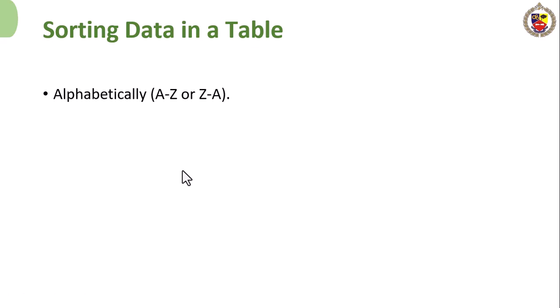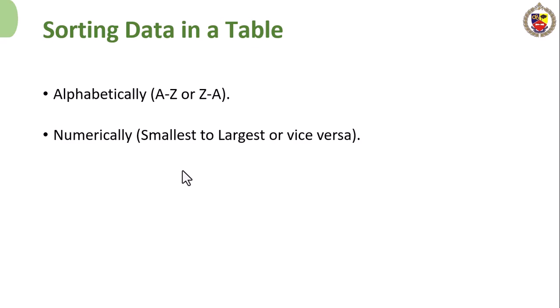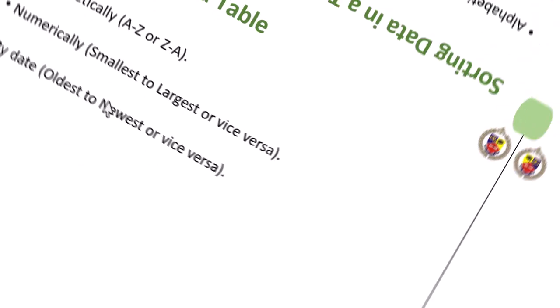We can either sort data alphabetically from A to Z or Z to A using the sort function that Excel and Google Spreadsheet provide. We can also sort numerically from smallest to largest or vice versa in a table. A table also enables us to sort dates from oldest to newest or from newest to oldest. Now let's see how we can sort a data set in Excel.